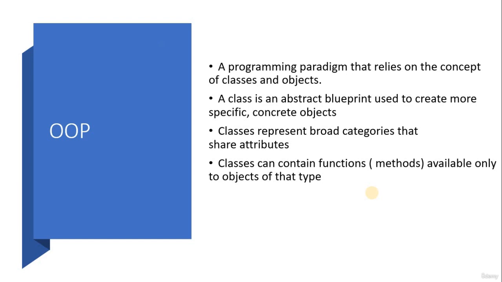Object-oriented programming is based on the idea of classes and objects in the real world, but we change them into the idea, the blueprint, and then we develop those in object-oriented programming such as Java. That's why it is called object-oriented programming. So the class is a category having broad attributes.